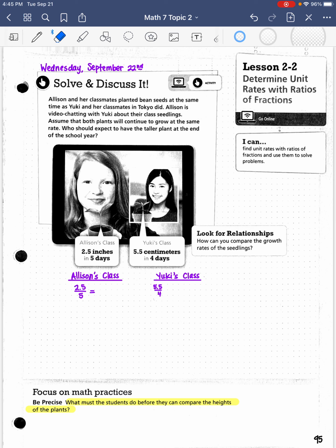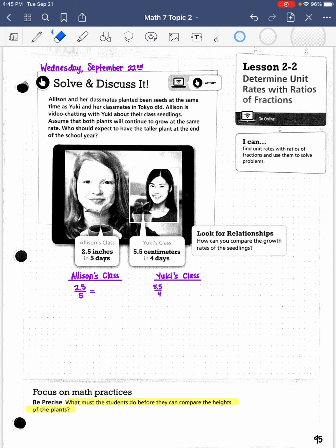Allison and her classmates planted bean seeds at the same time as Yuki and her classmates in Tokyo did. Allison is video chatting with Yuki about their class seedlings. Assume that both plants will continue to grow at the same rate. Who should expect to have the taller plant at the end of the school year?